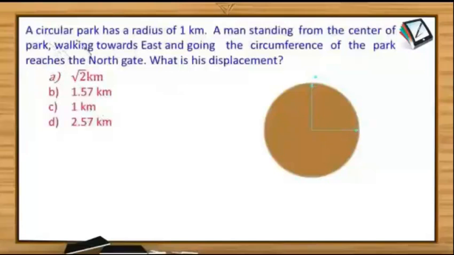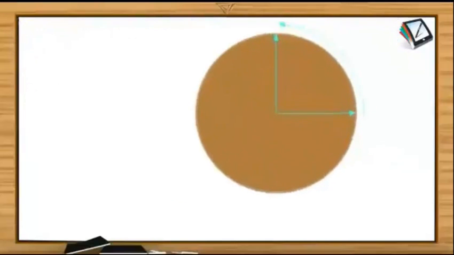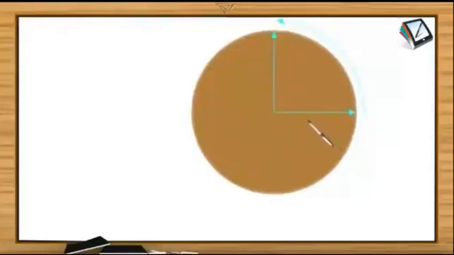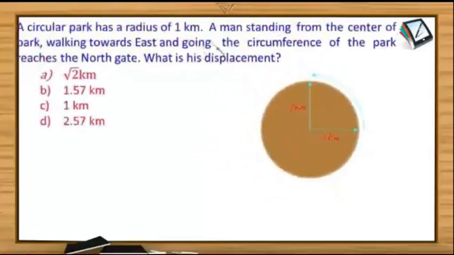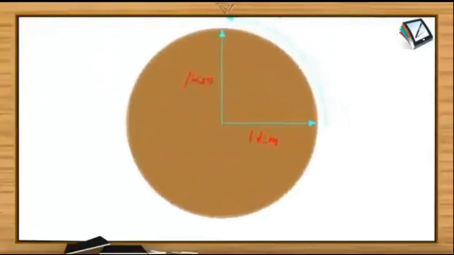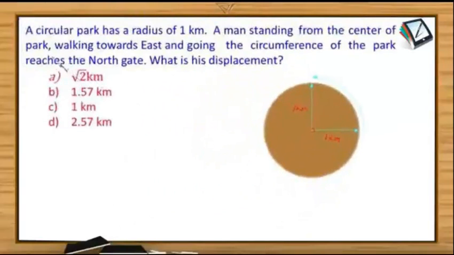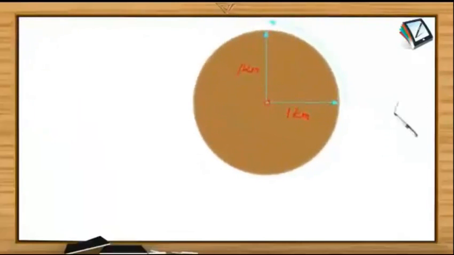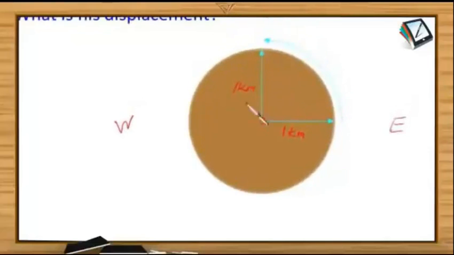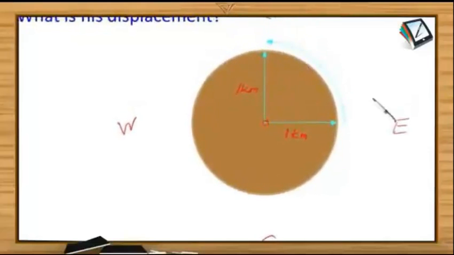Here it is a circular park, has a radius of 1 kilometer. This circular park has got radius of 1 kilometer. So here it is 1 kilometer. A man is standing at the center of the park, somewhere here, walking towards east. East means this way. We are assuming east, west, and here it is north and south. So this is our horizontal plane.